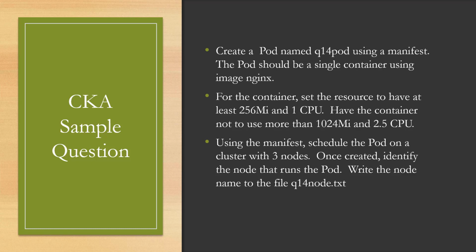That's not important for the question, but if you're following my series, you should have a cluster with 3 nodes. But it's not necessary for this question to be completed. Once created, identify the node that runs the pod, hence a cluster with 3 nodes. Write the node name to the file q14node.txt. 3 nodes meaning a master and 2 worker nodes. Good luck.